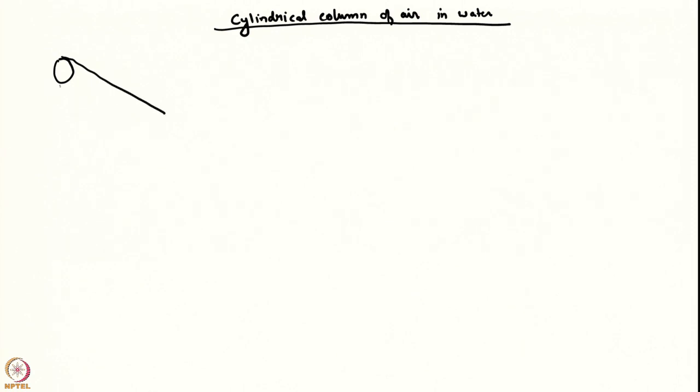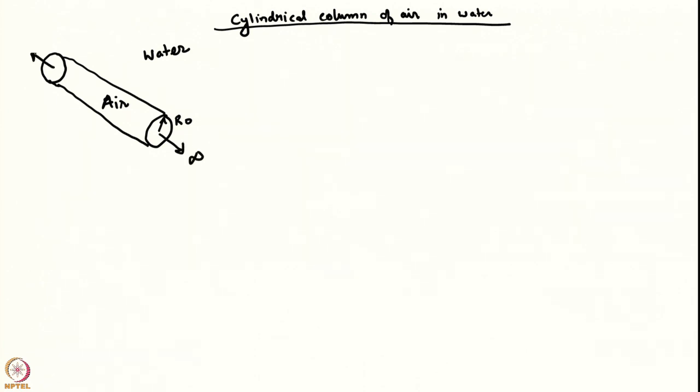Now we will simplify that problem, and we will ask the question: suppose I have a cylinder of some radius R naught, and there is gas inside it. So let us say there is air inside it, and outside there is some liquid, let us say it is water. Now, due to the density difference between air and water, we are going to ignore the dynamics of the medium inside. We will model this column as being infinitely long, so it goes from minus infinity.